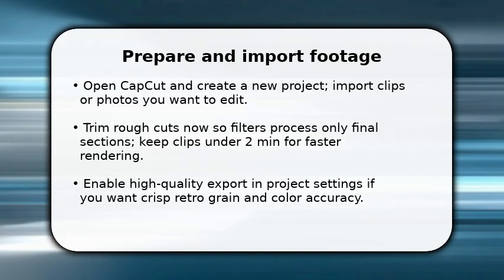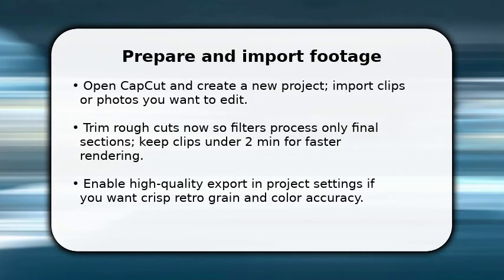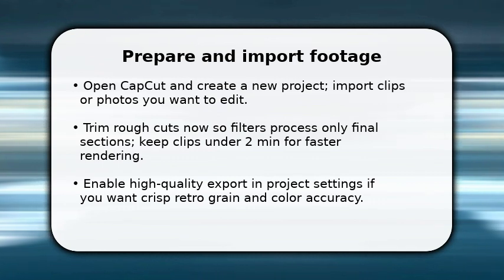Once done, check project settings and enable high-quality export because retro filters rely on color depth and grain to read correctly. Make sure aspect ratio matches your target, 4:3 or 16:9, so the vintage framing behaves as expected when you add effects. Next, apply a vintage filter or LUT as your base.